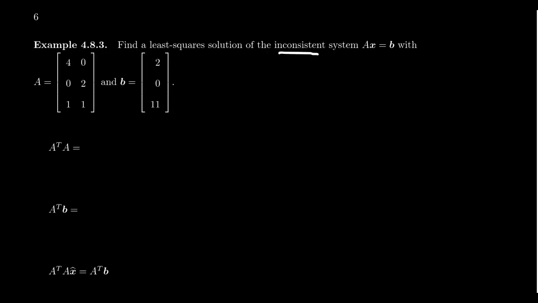For example, take the linear problem Ax = b, and let's find the least squares solution. This system is inconsistent if we use the matrix [4, 0; 0, 2; 1, 1] and the vector (2, 0, 11). Now, in order to find the least squares solution, you have to first compute the normal equations: A transpose A equals A transpose b.